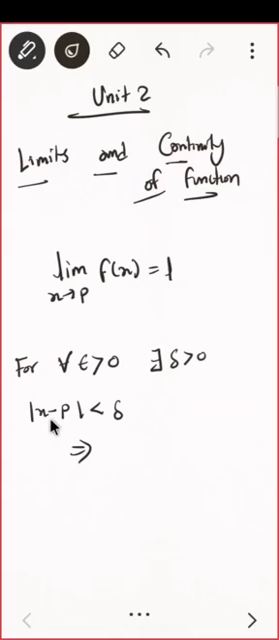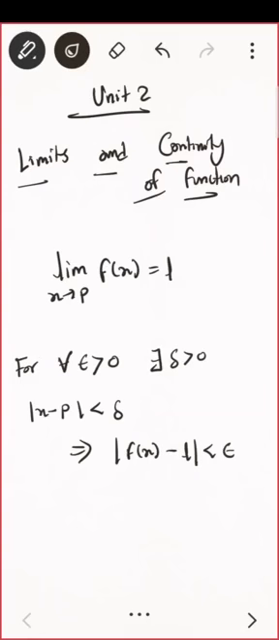You guys are forgetting everything, huh? You have to study, you have to focus on these definitions. I already told you while teaching that we'll be using this all the time. Even in your TYBSc you will be using the same thing. Mod of x minus p less than delta implies mod of f of x minus L is less than epsilon.